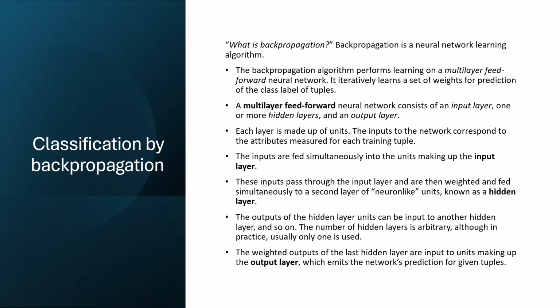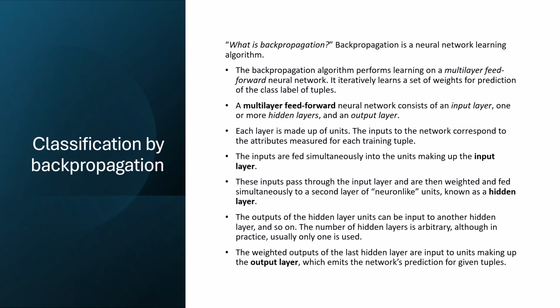Backpropagation is a neural network learning algorithm. The backpropagation algorithm performs learning on a multi-layer feed-forward neural network. It iteratively learns a set of weights for prediction of the class label of tuples. A multi-layer feed-forward neural network consists of an input layer, one or more hidden layers, and an output layer. Each layer is made up of units.